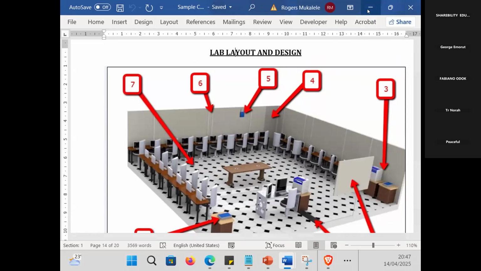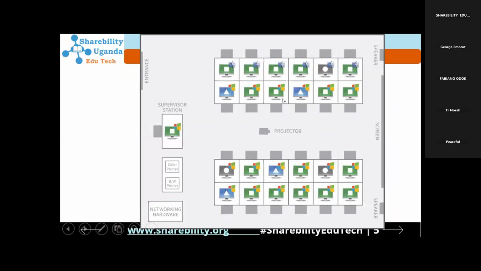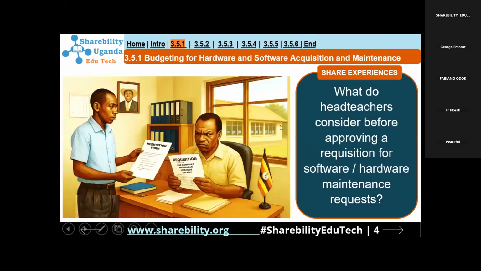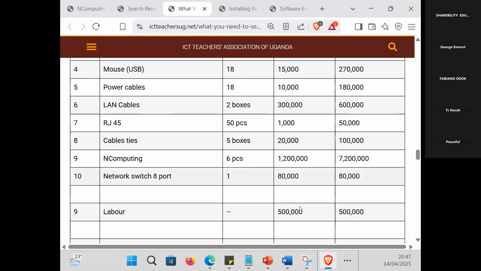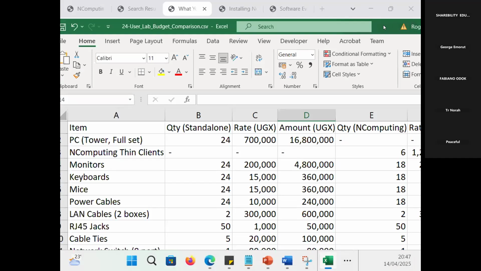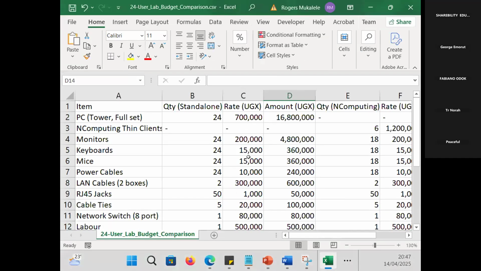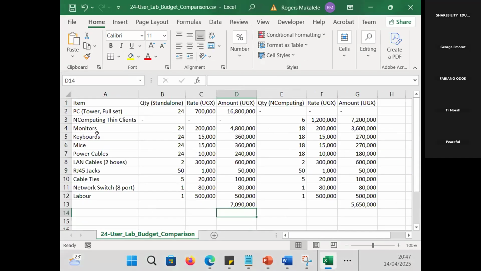So at this time, having shown you this layout and this other layout, and having shown you the original budget that Steve shared, this was 2024. So right now, the prices could have changed. So what can we do? At this point, I want to ask members, I want us to collaborate and see, can we come up with something? I have some Excel sheet here.